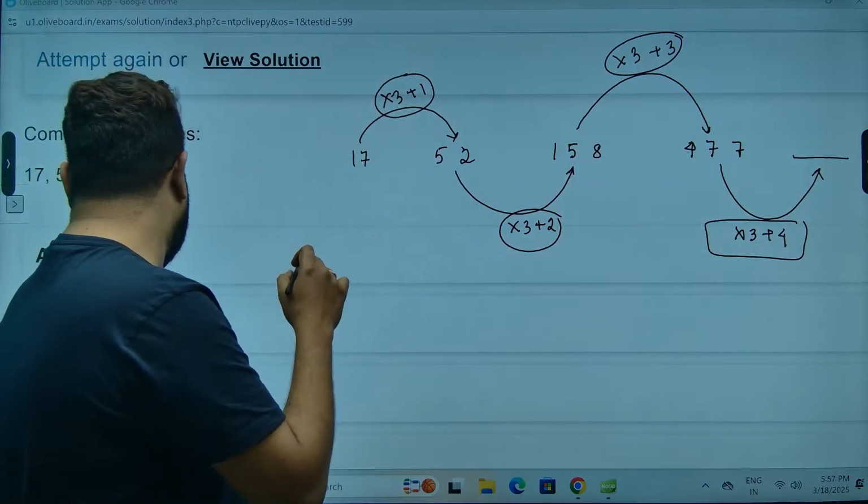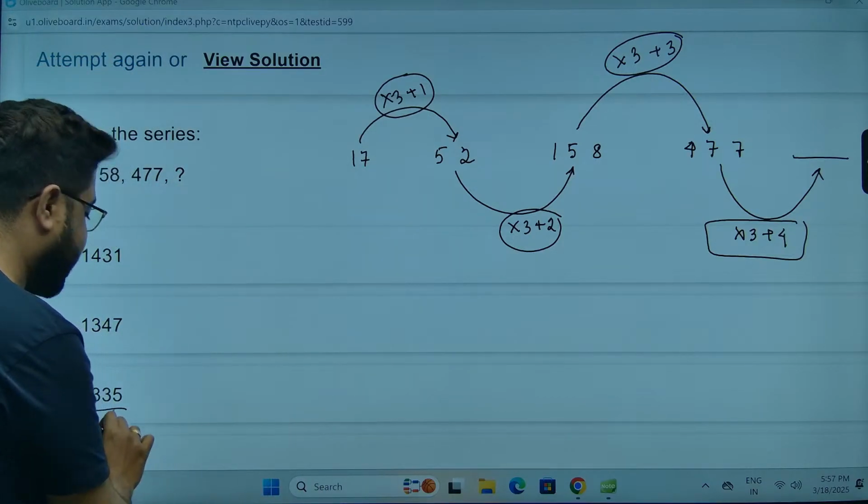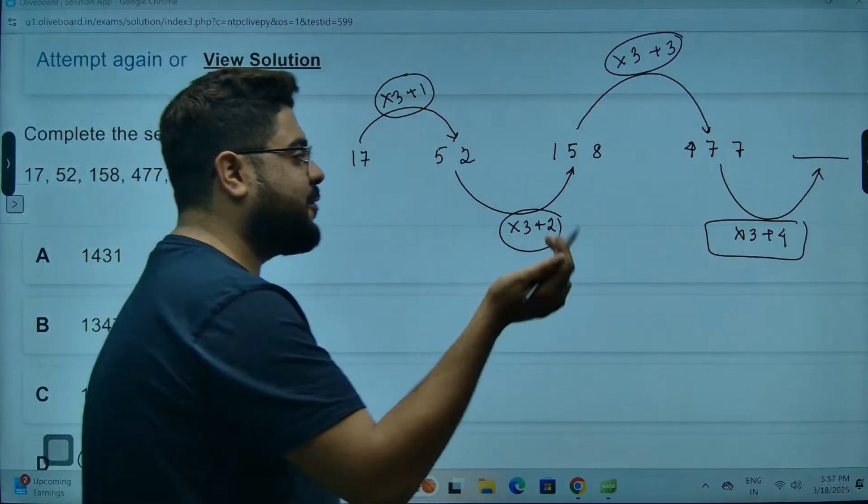Sir, acha, there are two 5s. I was about to say, sir, do not calculate, just look at the unit digits. Again, you see, they have given two options having unit digit 5. So you have to calculate.